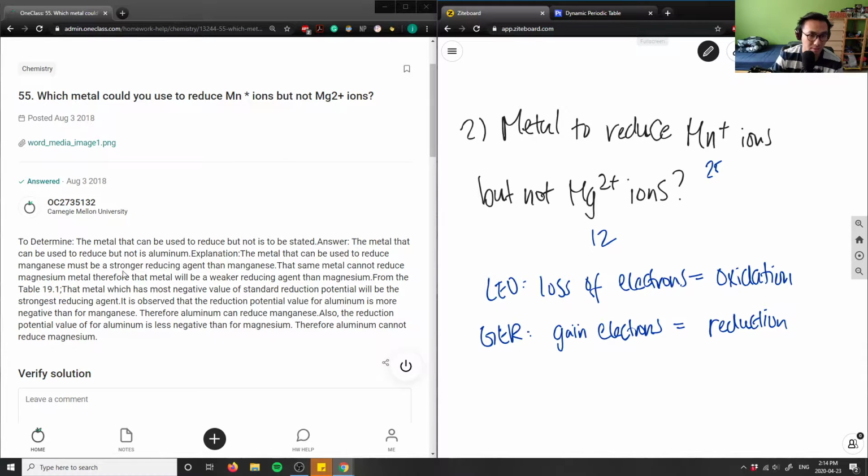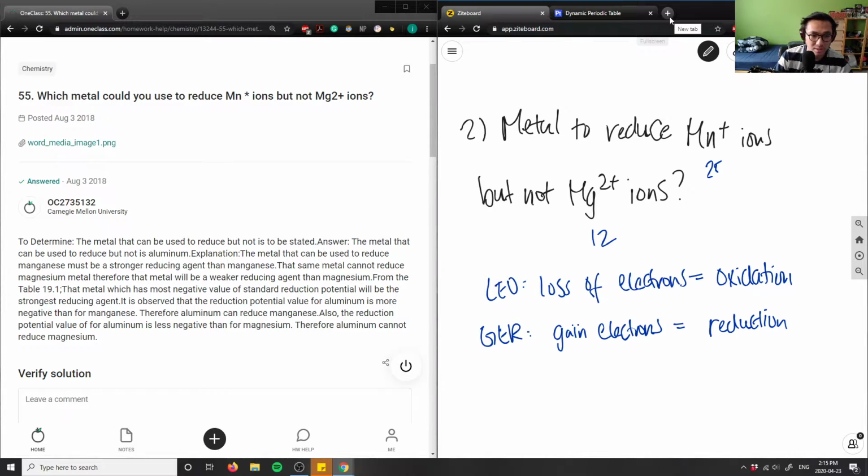From table 19.1, I don't have this table here. The metal that has the most negative value of standard reduction potential will be the strongest reducing agent, right? And it says here, it is observed that the reduction potential value for aluminum is more negative than for manganese. Therefore, aluminum can reduce manganese. Also, the reduction potential for aluminum is less negative than for magnesium. Therefore, aluminum cannot reduce magnesium.